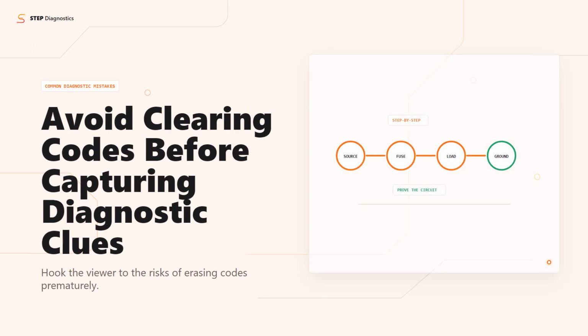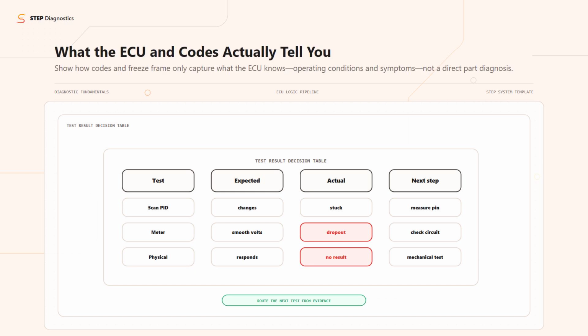Before you reach for the code clear function, you need to capture the critical evidence that can make or break your diagnosis. In this lesson, we'll show you the right steps to lock in data before it's lost. The ECU stores codes based on monitored signals and precise conditions, not on the identity of a failed part.